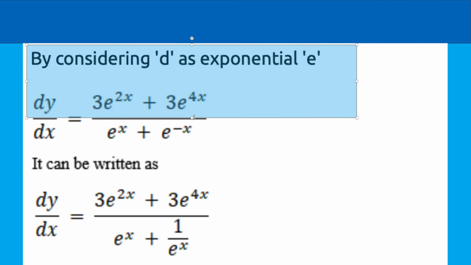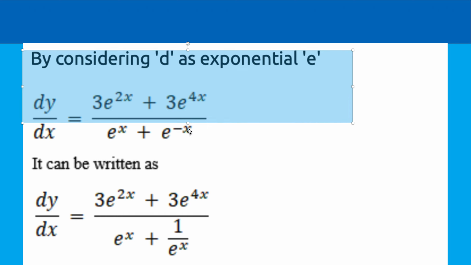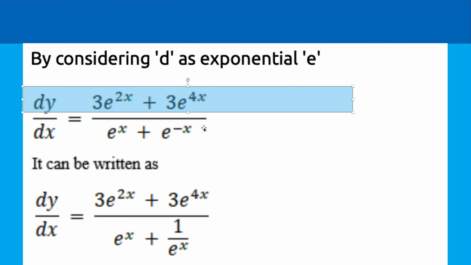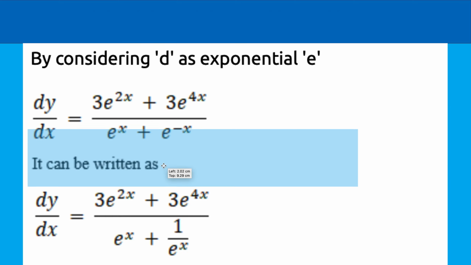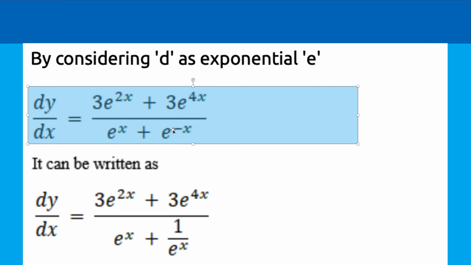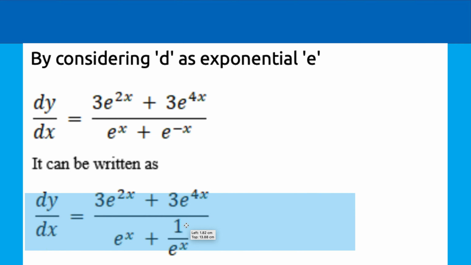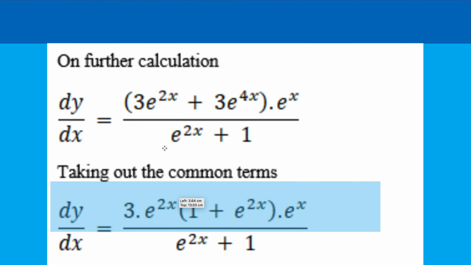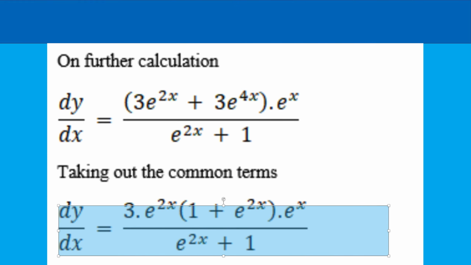In this question, what we are going to do is calculate the general equation for this differential equation, right? So once again, the first thing we will do is write down the equation and simplify it. Here you see you have a negative power, so you can simplify it as 1 upon exponential raised to x. Then you can continue to simplify it and take out the common terms.